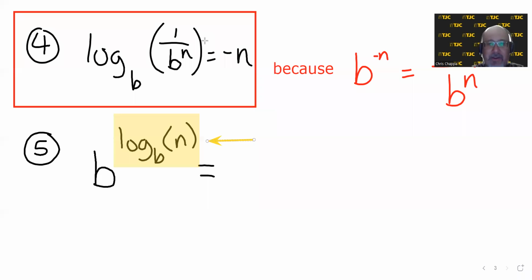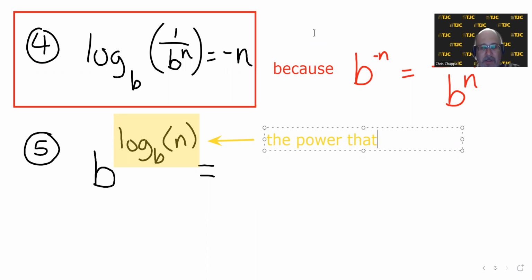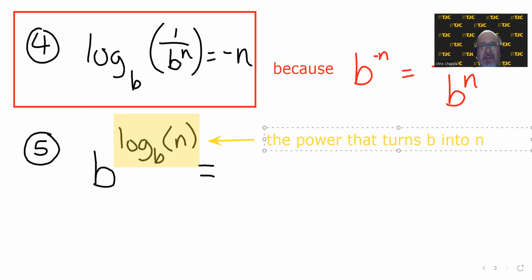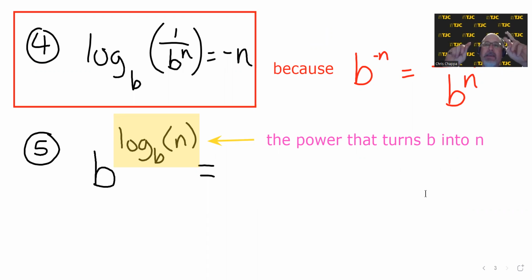Whatever the answer is, it is the power that turns the base, which is b, into the argument, which is n. But by definition, and I'm not sure if that yellow is easy to read, so we'll put it in pink. Whatever the answer to that logarithm is, it's the power that turns b into n. I don't know what it is, but I know what it does. As a power, it turns b into n.